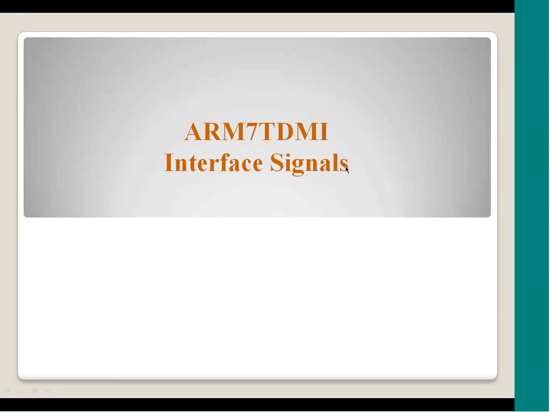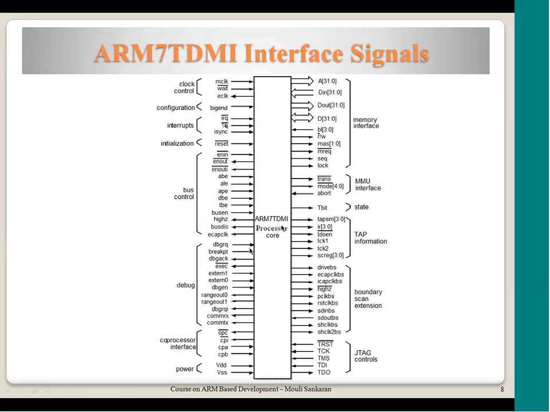Now, these are the signals coming from this 7TDMI processor core. You may wonder, where are the pin numbers? We are all used to seeing a processor core with signals, some outputs going out and some inputs coming into the processor, along with pin numbers. But here what you see is only the signal description: which are the input signals and which are the output signals, and the different kinds of signals that go into the processor, grouped based on function.